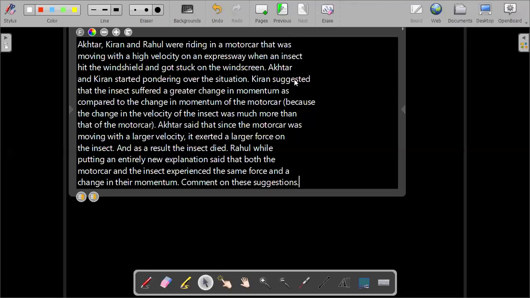Sir, because it's related to the third law of motion, right? Yeah, it was related to the third law of motion. Okay, sir, I got it. Thank you, sir.